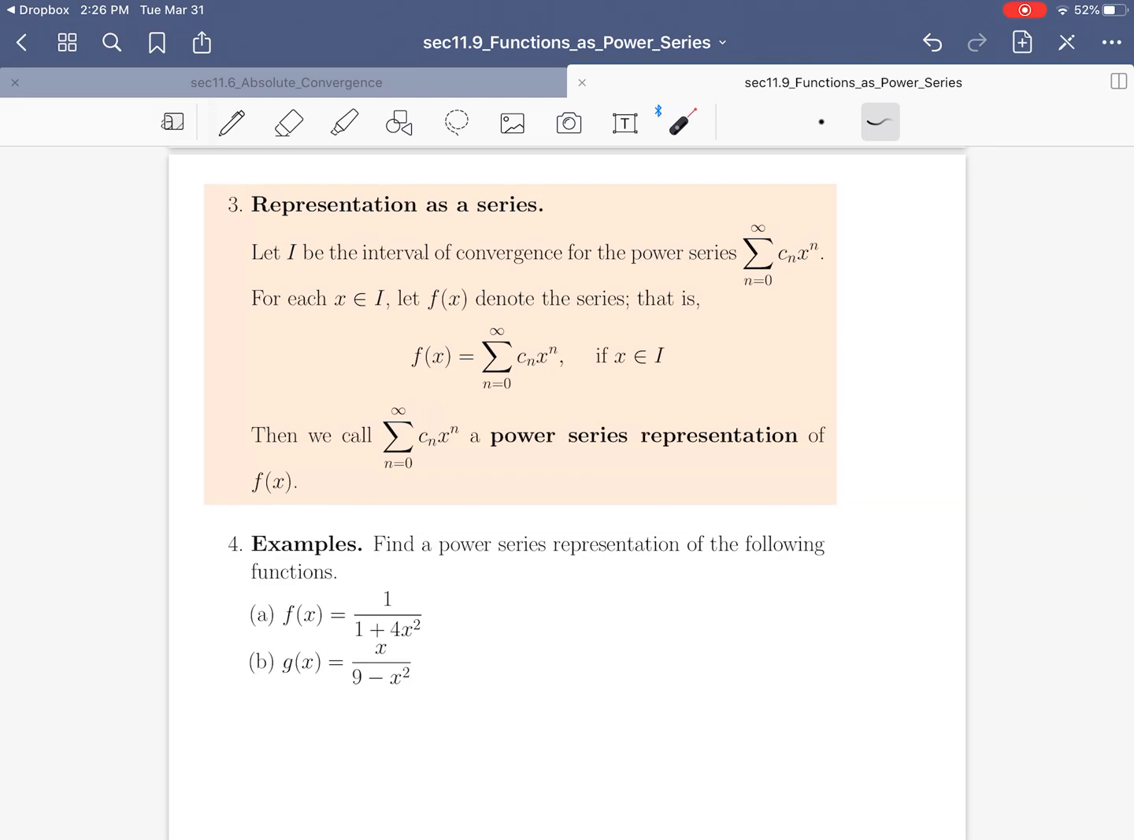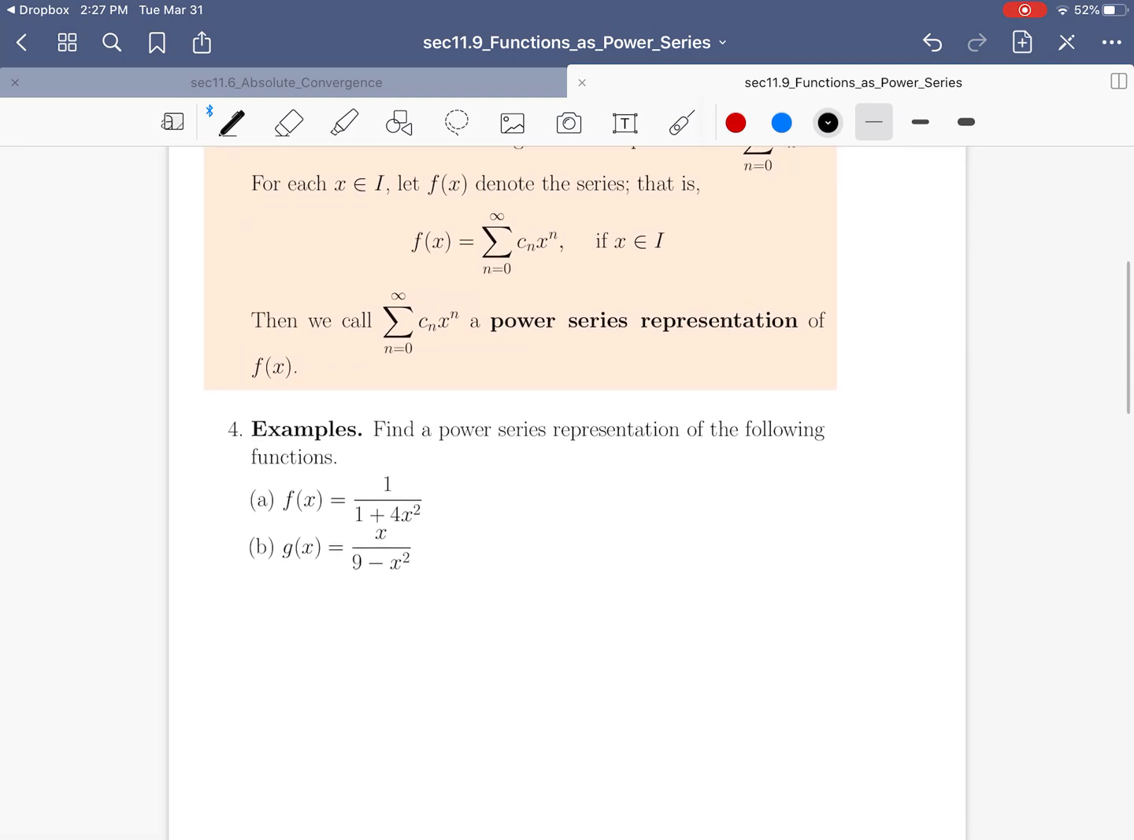Then we say that this power series, the sum of c_n x to the n, is the power series representation of f of x. Whenever this series converges, it's equal to the function f of x. This is really what we mean by representation here: this series is another way of expressing the function f of x.